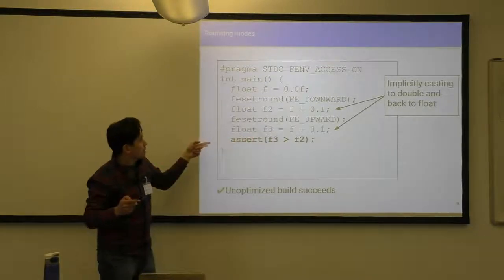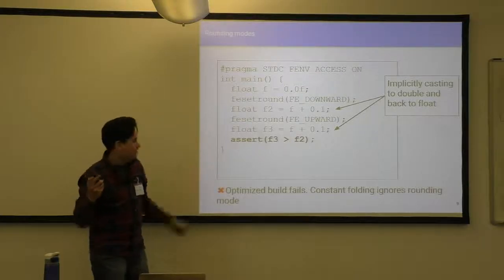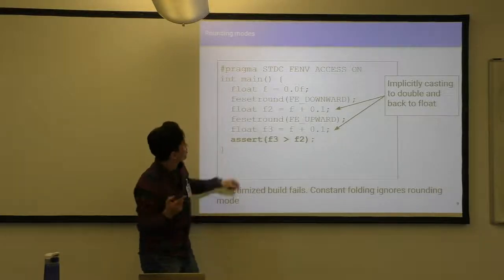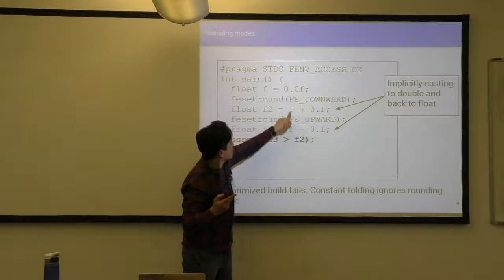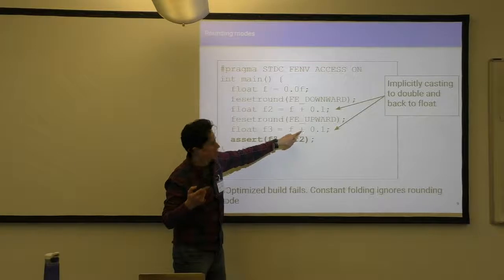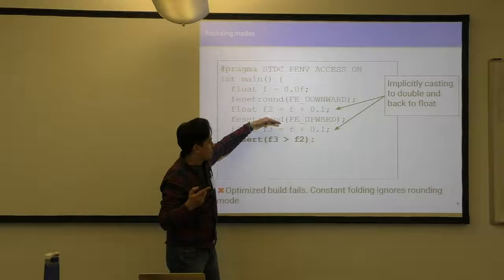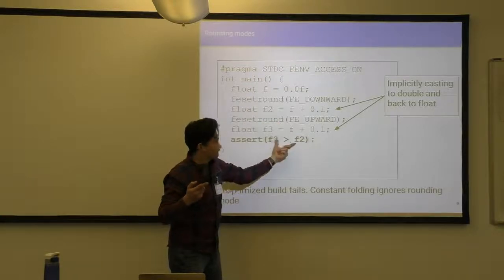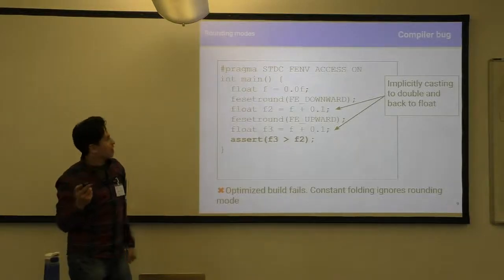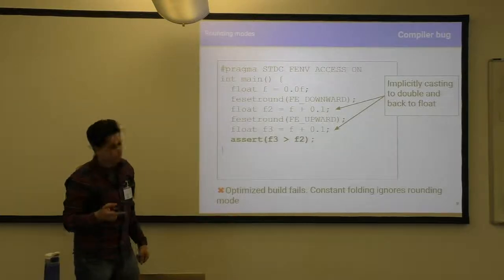But even more interesting is that if you tell the compiler to optimize this, then it fails. The reason it does this is because it decides, oh, I can do constant folding, because we have 0 here, I'm doing 0 plus 0.1, I'm also doing 0 plus 0.1 here. They must all be the same. So it completely ignores the fact that the rounding modes are set here and just constant folds away, and then f3 and f2 become the same thing. Just as a note, this is a bug, but this compiler bug was filed years ago and no one's done anything to fix it. Which is a bit unfortunate, but there you go.